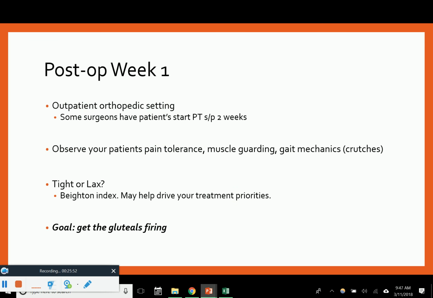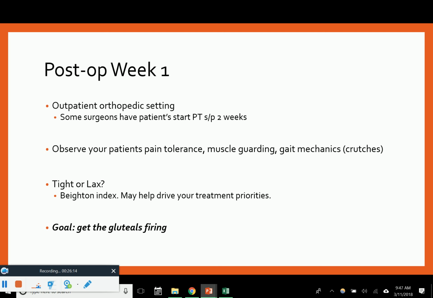Post-op week 1, outpatient orthopedic setting. Some surgeons have patients start at 2 weeks. You want to observe your patient's pain tolerance, muscle guarding, and gait mechanics. They should be using crutches. Remember, they're partial weight bearing. Are they tight or lax? What's their normal resting state? You might want to use the Beighton index. This may help drive your treatment priorities.